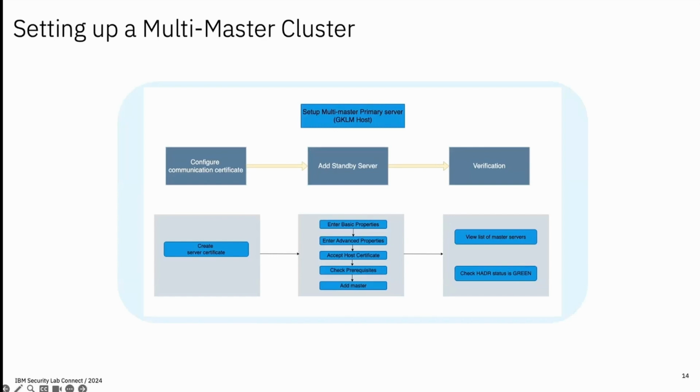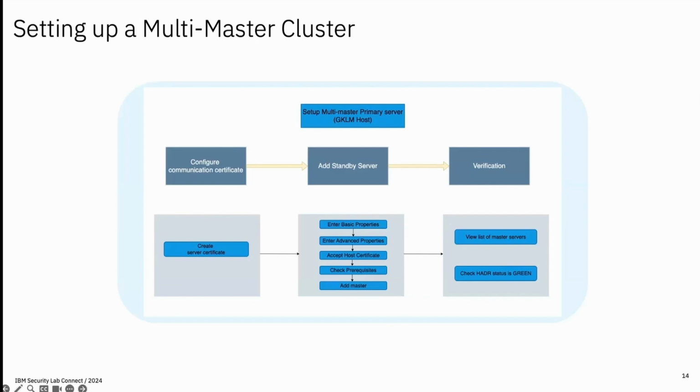Now let's see what steps are involved in setting up a cluster. Here on the top side, we see the steps involved. Blue boxes show operations to be done on the primary master server. You must install GKLM on the server which will be your primary master and on each standby server we are adding. There are 3 main steps involved in setting up multi-master on the primary master. Configure communication certificate, then configure multi-master, which is add standby server, and then the verification part of it.